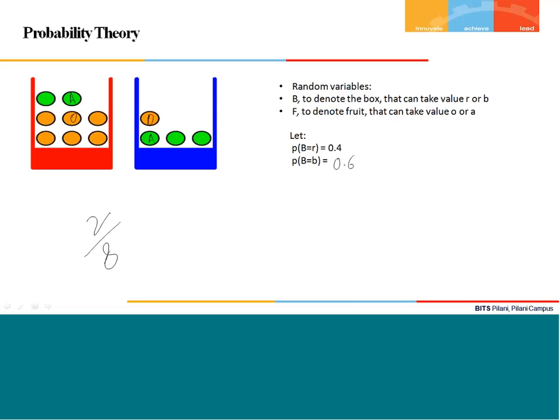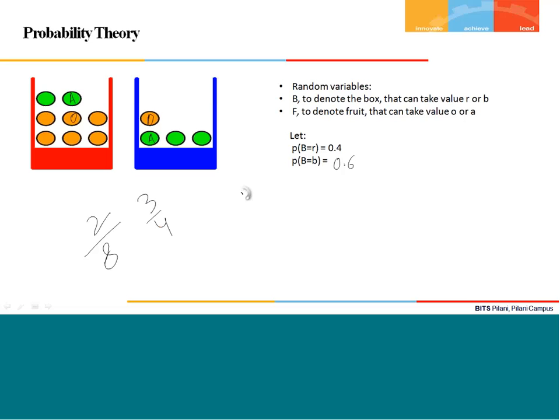Somebody comes and asks me, if there were only the red box, what is the probability that you will get an apple if you just pick one fruit from it? The probability that I will get an apple if I have only the red box is 2 by 8, because there are 2 apples out of 8. Now if somebody gives me only the blue box and asks me the probability of an apple, then it will be 3 by 4.